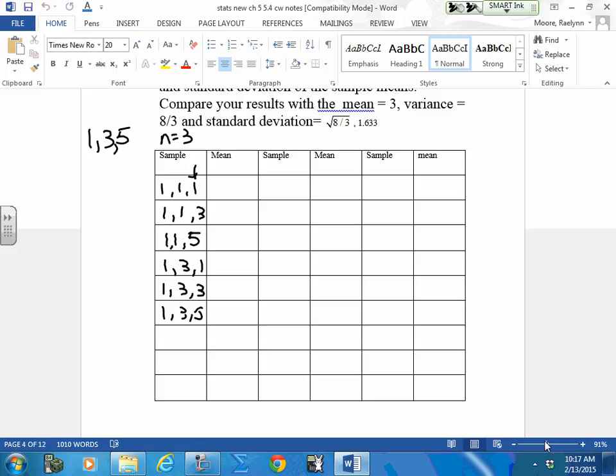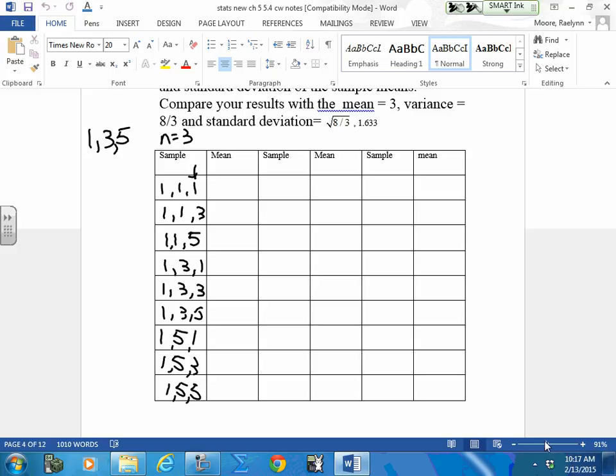1, 5, 1. 1, 5, 3. 1, 5, 5. See, we're putting down all the possible samples. And instead of making one big long line, I just made 3 sets of columns. So now, we did all the ones, all the 3, 5 things.